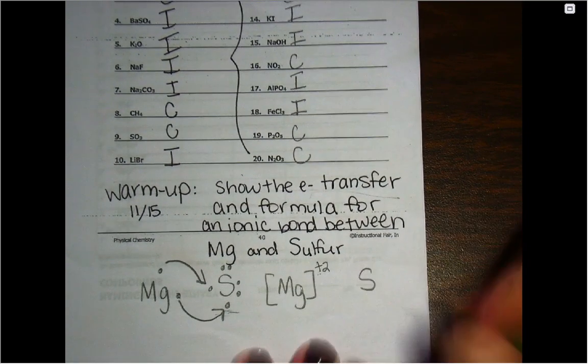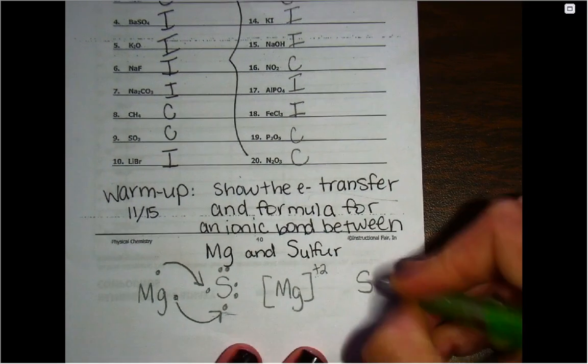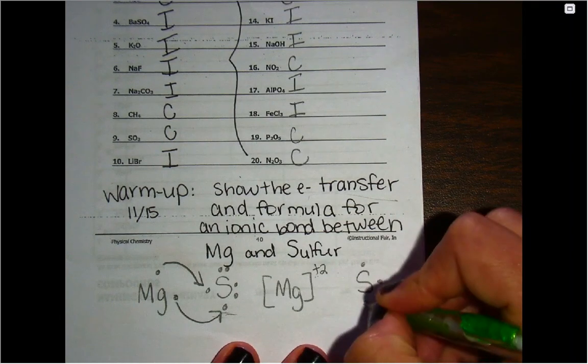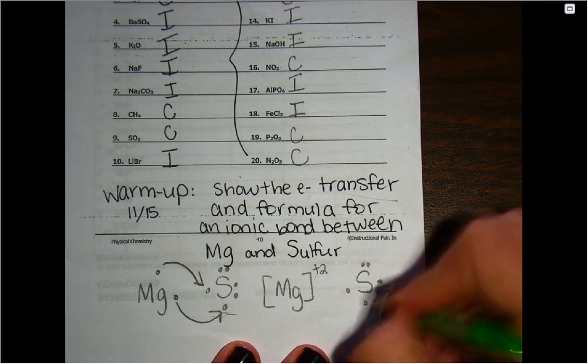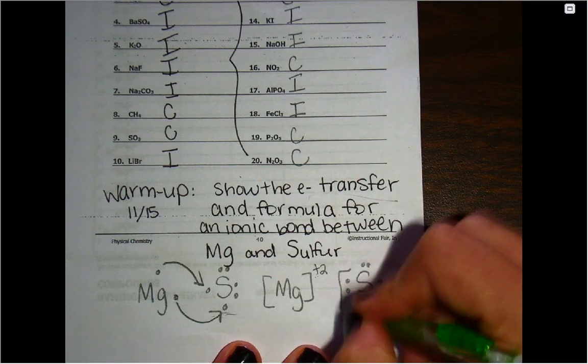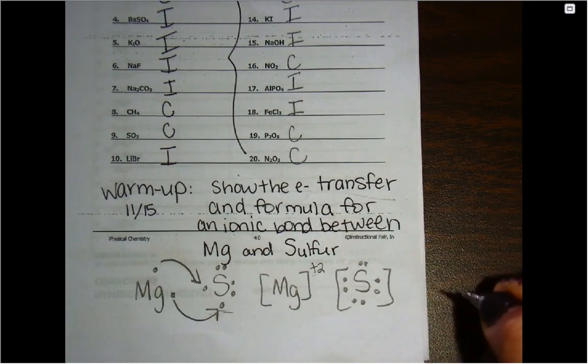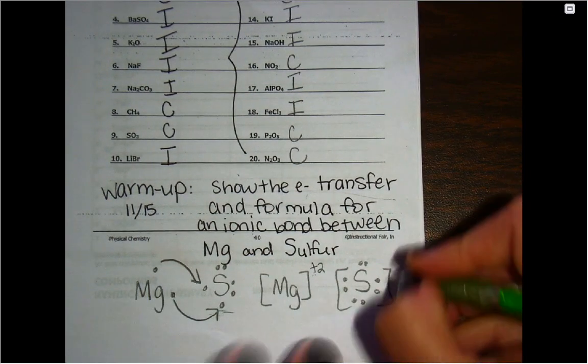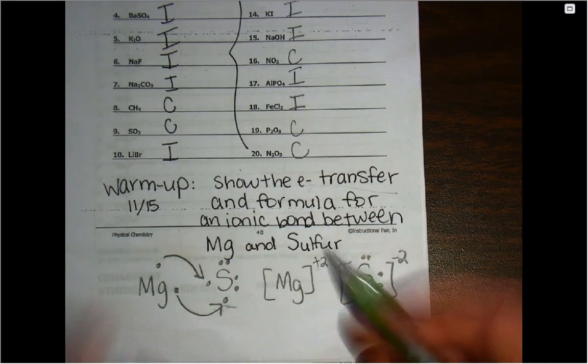Sulfur, are we going to put any dots around him? Yes. 8. Good. We're going to go 1, 2, 3, 4, 5, 6, 7, 8. We're going to put brackets around him. He gained 2 electrons. -2. Now we count up what we've got.